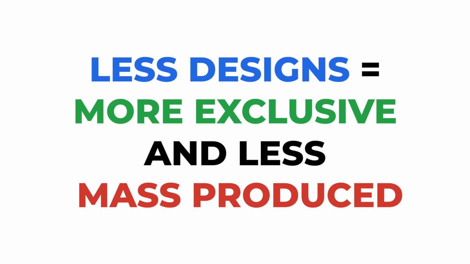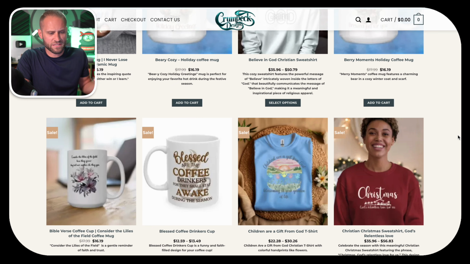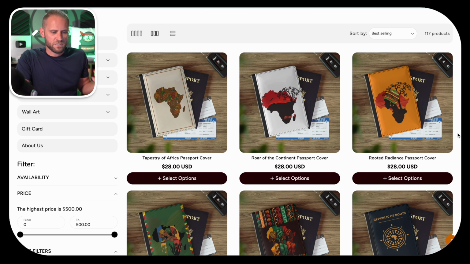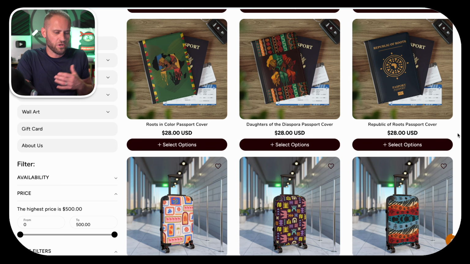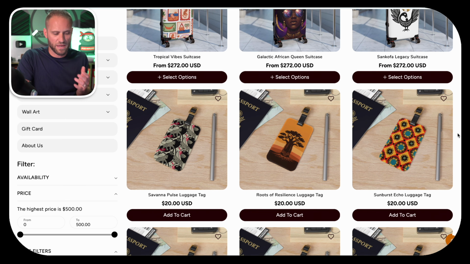The second is when you have less designs, it feels more exclusive and less mass produced. Again, if we look at this store here, we have a lot of designs that are very similar to one another. They are just done in a little bit of a different way. Same thing here. We have a few different variations of the same design done over and over and over, and in a way it sort of makes it feel like it is mass produced.